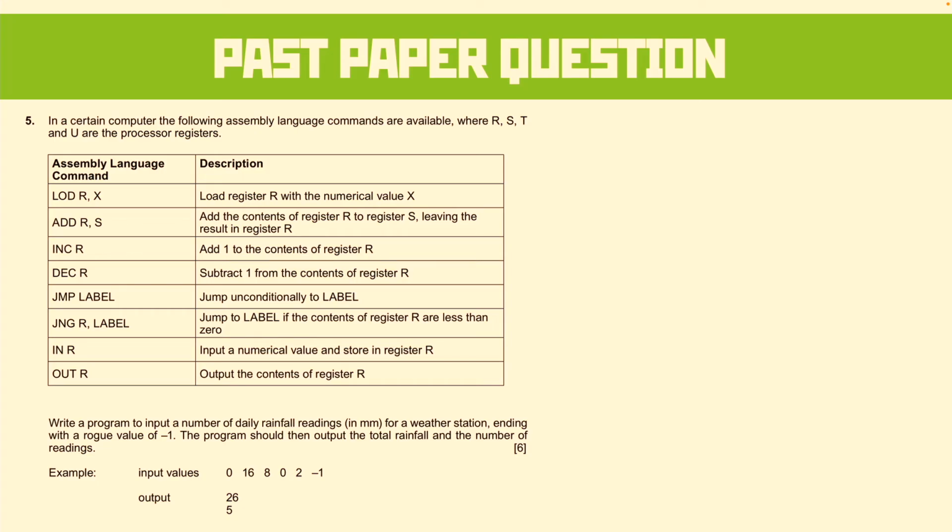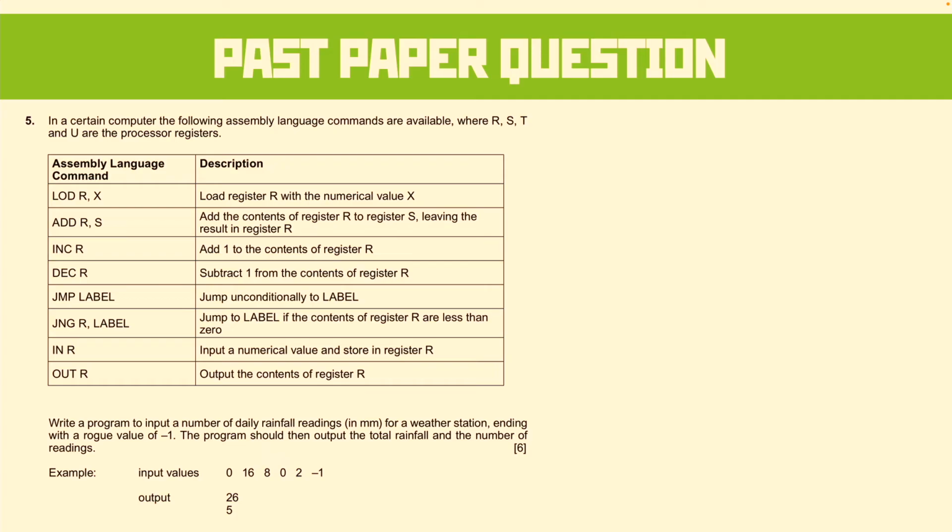This is what you get in your exam question, though. They don't give you a standard assembly language. They give you one that they might have made up or a random one. They give you a bunch of instructions, and your job is to write a program that does something using those. So in this example, write a program to input a number of daily rainfall readings for a weather station ending with a rogue value of -1. So you're going to chuck a bunch of numbers in, you're going to type in -1, and that will tell it to stop. The program should then output the total rainfall and the number of readings.